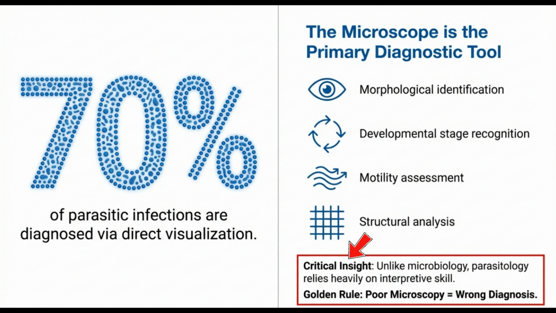Now here's the critical insight. Unlike microbiology where you might grow cultures, parasitology is all about human interpretive skill. It comes down to the analyst's trained eye. And that leads us to the golden rule, and it's an absolute one. Poor microscopy leads to misdiagnosis. There's really no gray area there.